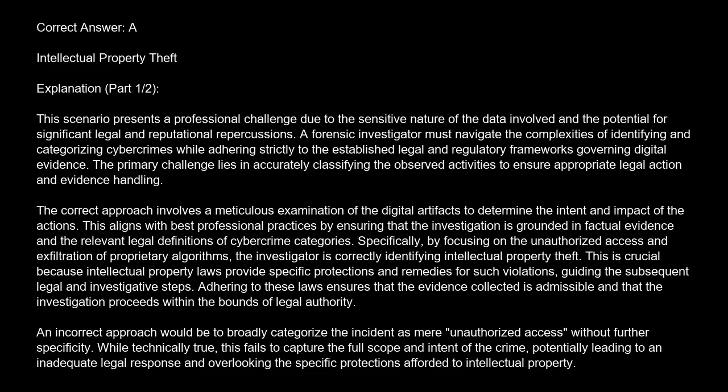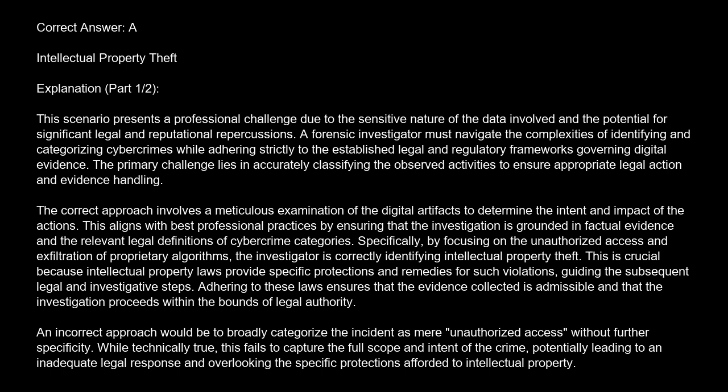Correct answer is A, intellectual property theft. Explanation: this scenario presents a professional challenge due to the sensitive nature of the data involved and the potential for significant legal and reputational repercussions. A forensic investigator must navigate the complexities of identifying and categorizing cybercrimes while adhering strictly to the established legal and regulatory frameworks governing digital evidence.